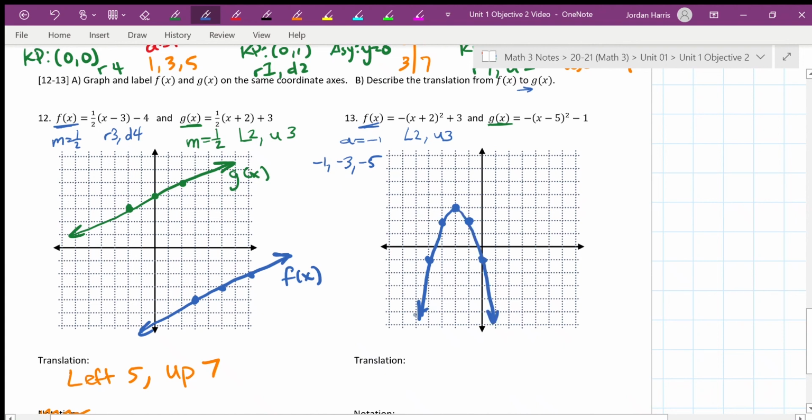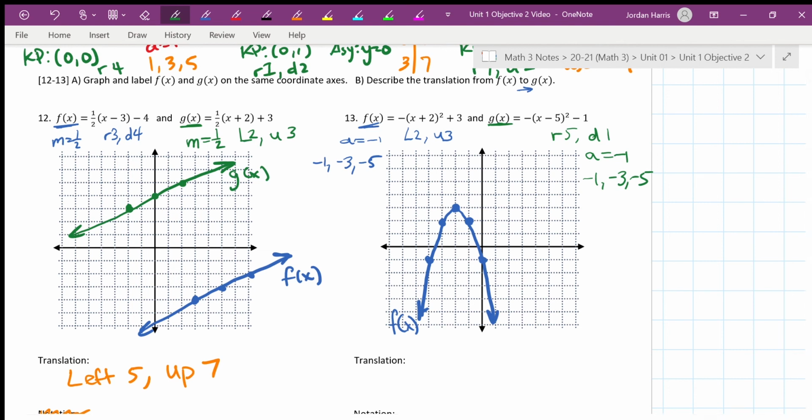Okay. Then we get to g of x. So this is a right 5, down 1. This is also an a value of -1, so we have the same pattern to follow. Remember, if you have trouble with the pattern, plug in points. Plug in x values. Start with your key point. Shift to that point first. So I go right 5, down 1.